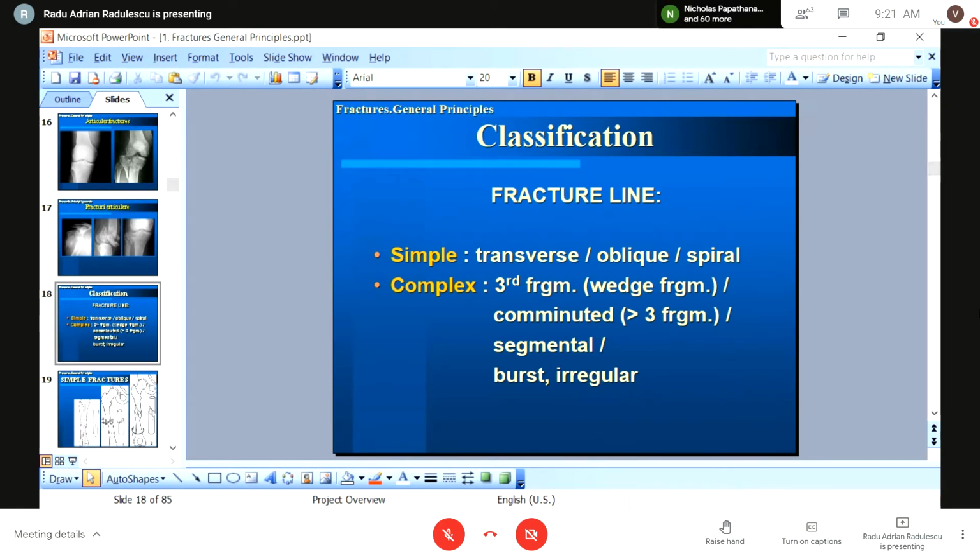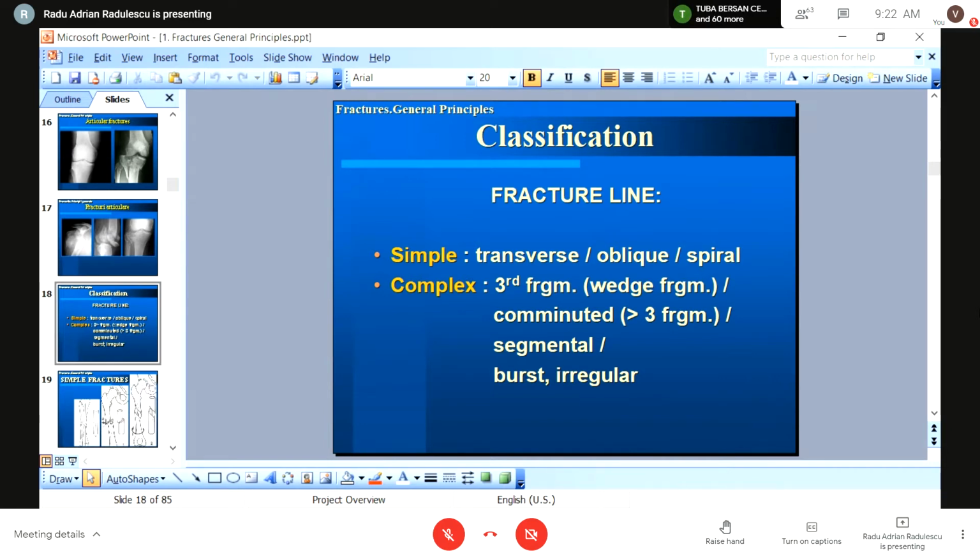The fracture line may be simple or complex, meaning what? The simple fracture is that one with two fragments. The complex fracture is that one that has more than two fragments. So we may have a fracture with three fragments. Usually the third fragment is the wedge-form fragment, or we may have a comminuted fracture, which means that we have more than three fragments at the fracture site.